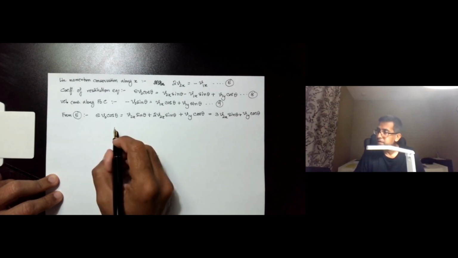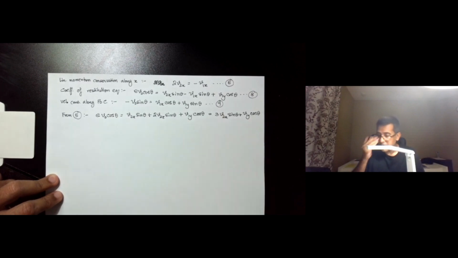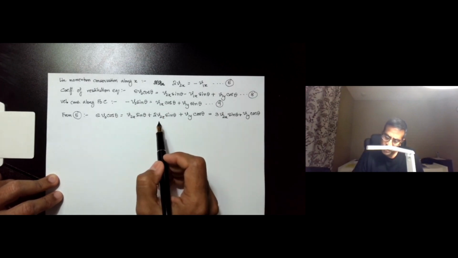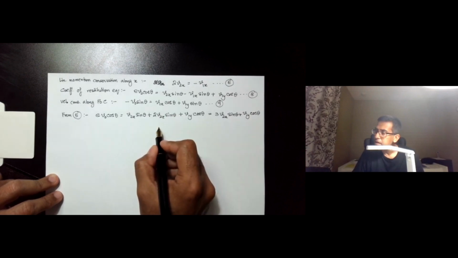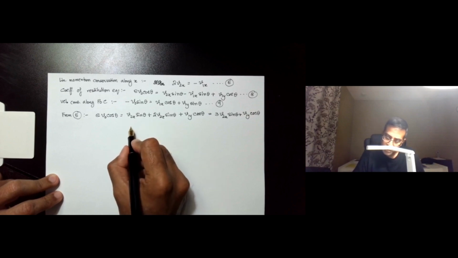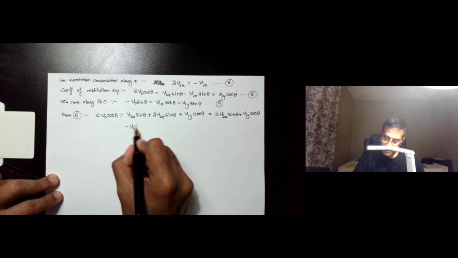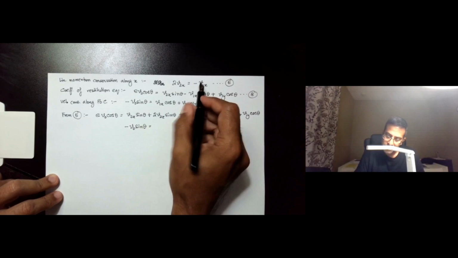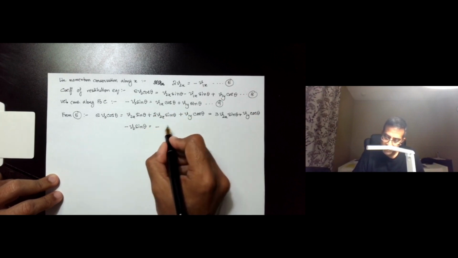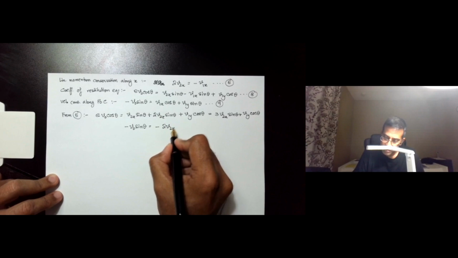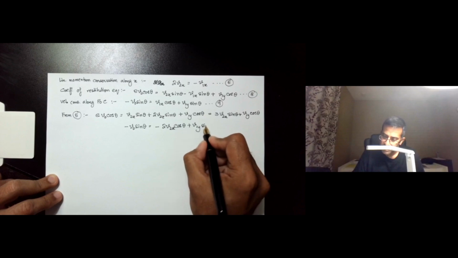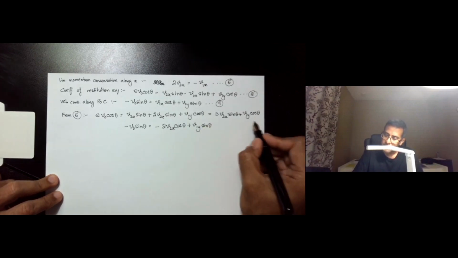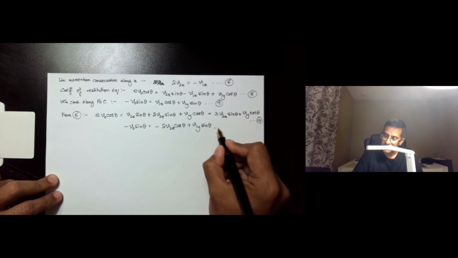And we also have this equation, equation 9. So equation 9 then becomes negative v0 sine theta is equal to 2v2x cosine theta plus v1y sine theta. Okay, so let's say this is our equation 10 and this is equation 11.